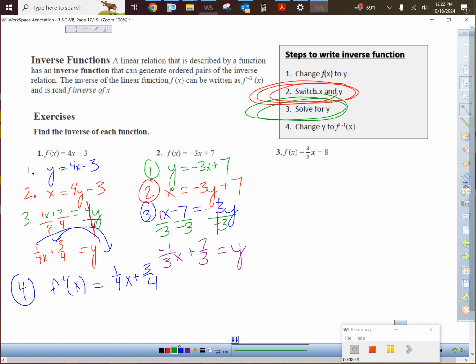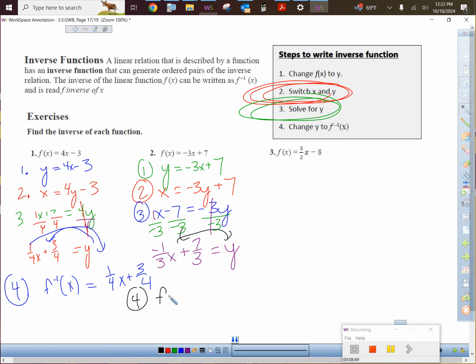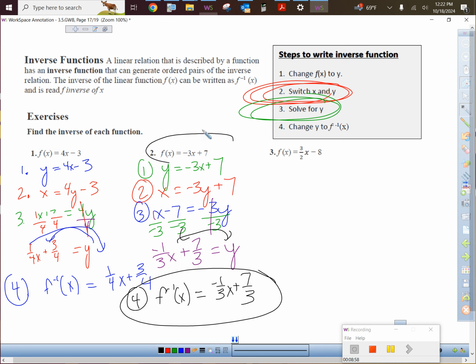And then step 4, we're going to rewrite it with the f inverse, and I'm going to make them switch around too, so I get y on the left and all the other stuff on the right. So f inverse of x equals -1/3 x plus 7/3. If I graph this guy and this guy, they would reflect to each other over the line y equals x.